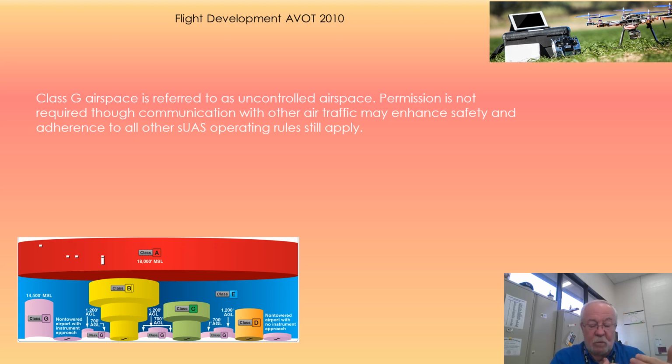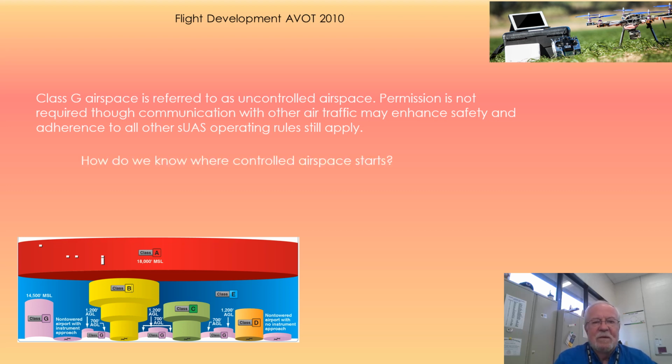So since we have to avoid all air traffic, manned aircraft, then it would be really helpful if we knew where they were and what they were doing, so we could avoid them, right? So that's the encouragement for us: we should be trying to monitor manned aircraft traffic, even though we're free to fly in G without permission, basically.